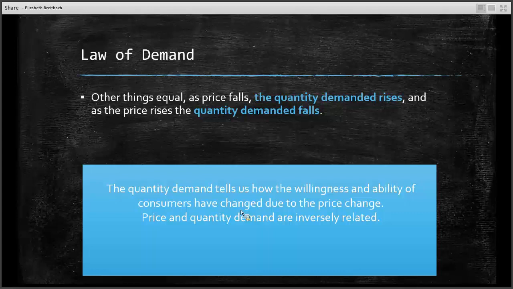So what we see here is that it's showing us the willingness and ability of consumers has changed based on the change in price. And the important takeaway is that price and quantity demanded are inversely related. So this is why we have that downward slope to demand. We have a downward slope in our demand curve because price and quantity are inversely related. Consumers like low prices. At low prices, the amount that they're going to demand is going to increase. And so that's the important takeaway. All right, so as we continue to talk about demand, I want you to keep these things in mind.